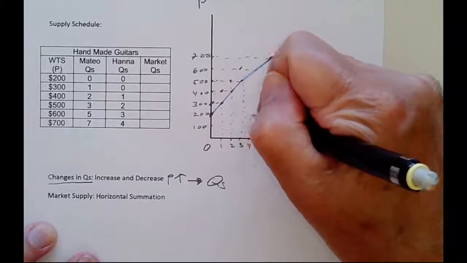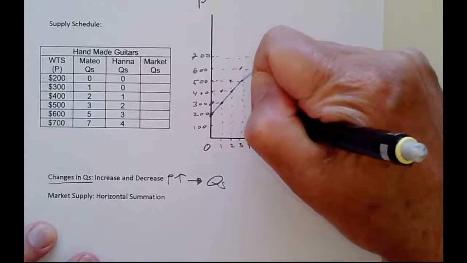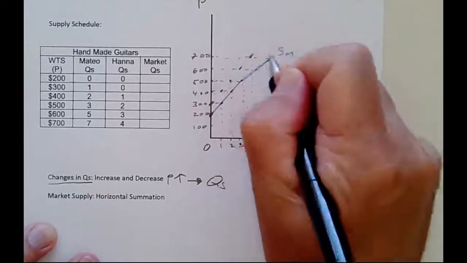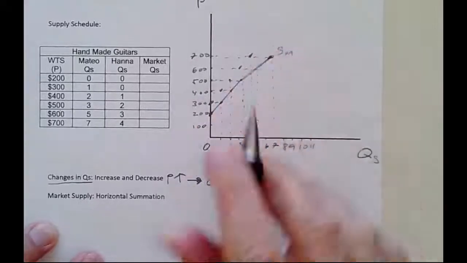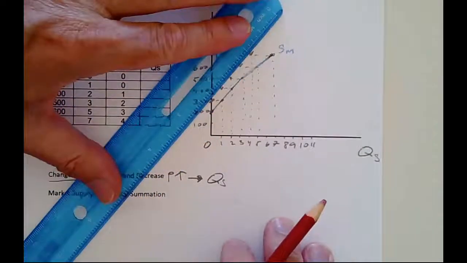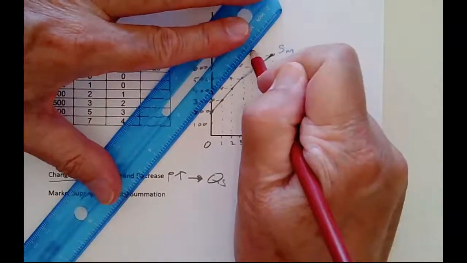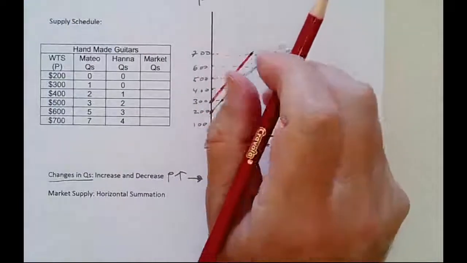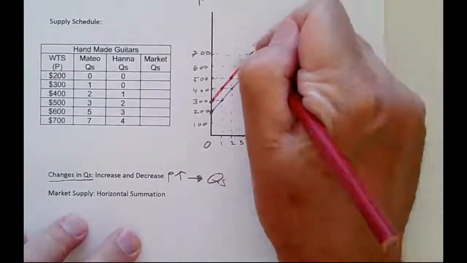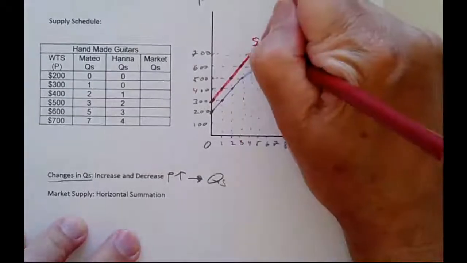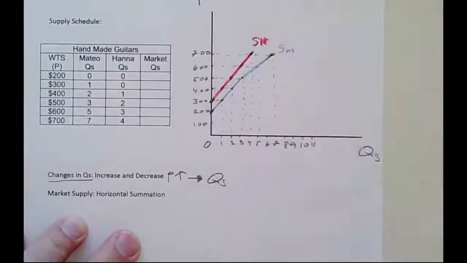And again, price is always per unit. So Hannah's pretty consistent, $100 more. After we get to $400, then Hannah will come in and start producing guitars. Just like Mateo, Hannah's supply is upward sloping. And so we'll put supply H for Hannah. That's an H.